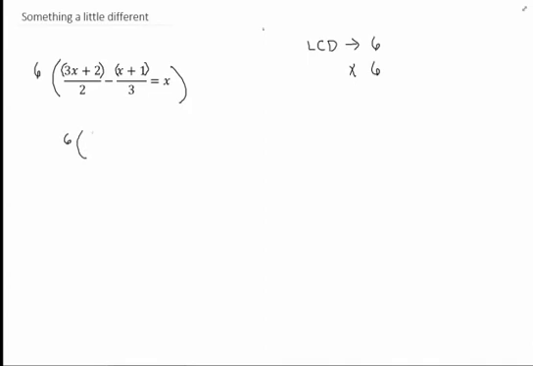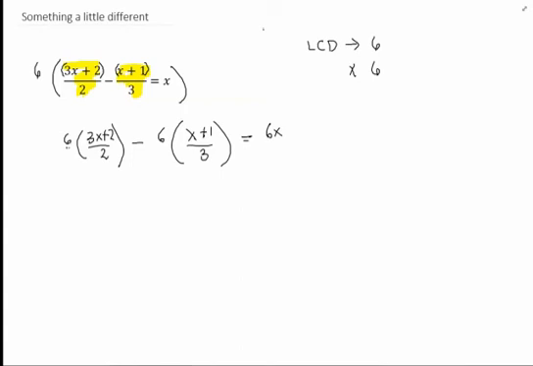6 times (3x plus 2) all over 2, minus 6 times (x plus 1) all over 3, equals 6 times x. So again, that 6 multiplied each of our terms, and we have 2 terms on one side and 1 on the other side. Don't split this up. This is one term because it's over a single denominator, and this is another term.